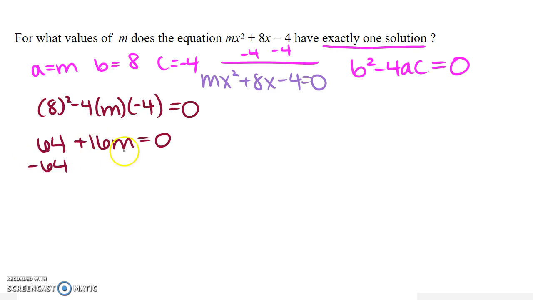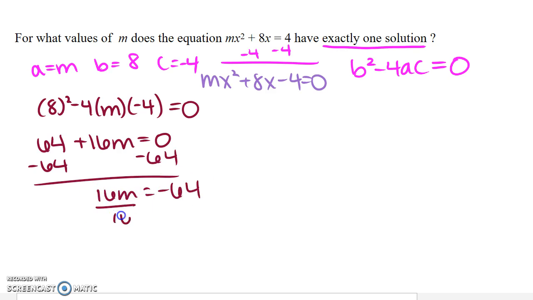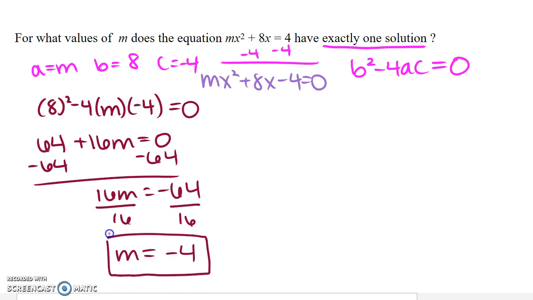We can subtract 64. So we'd have 16m equals -64. Then divide by 16 and divide by 16. So m would equal -4. Since it's already equal to 0, that means this is our final answer. We don't have to do any shading. If we were to substitute a -4 into our equation, that would make it have only one solution.